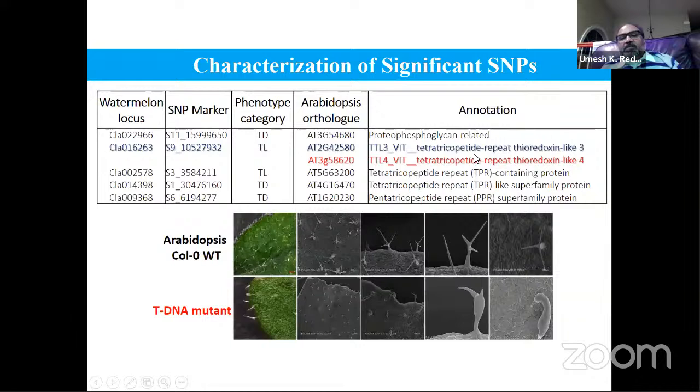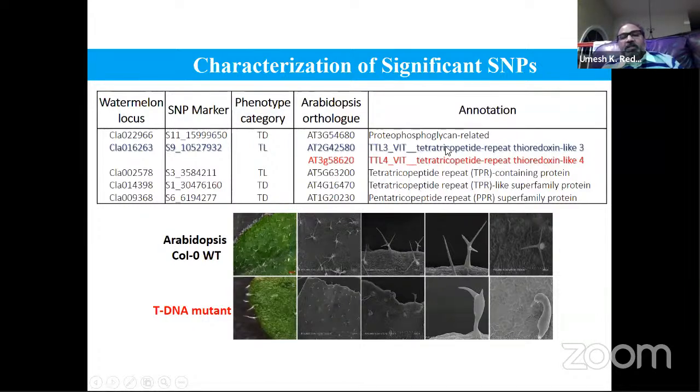This is called tetratricopeptide repeat. So there are tetratricopeptide repeat genes that have another motif called thioredoxin motif. So we have TTL3 and TTL4, 2 different genes, but both of them are of the tetratricopeptide class. So in Arabidopsis, we can characterize, because in watermelon you don't have genomic resources. You can use Arabidopsis, where these are the normal trichomes.